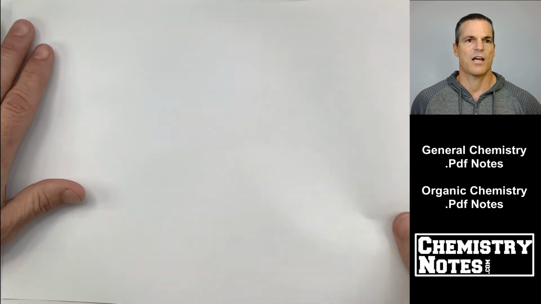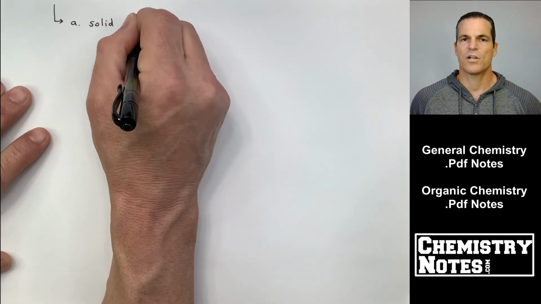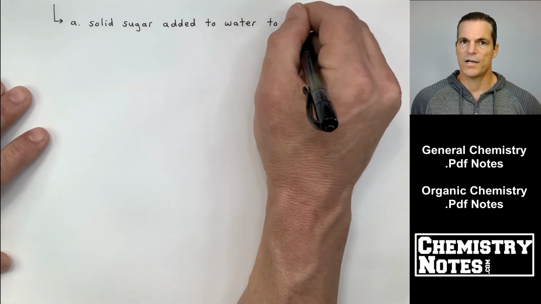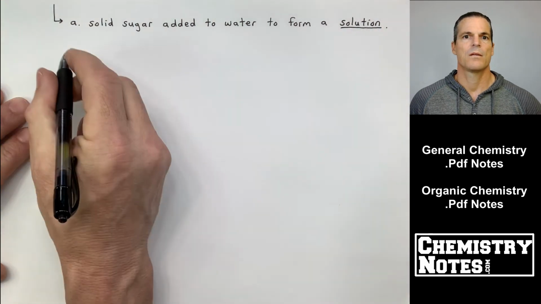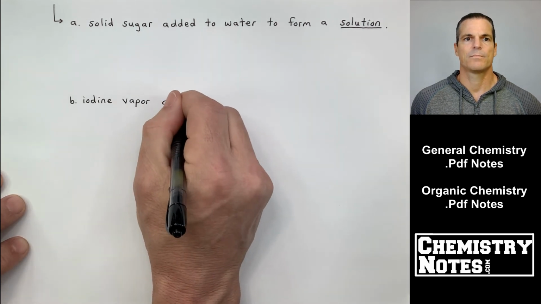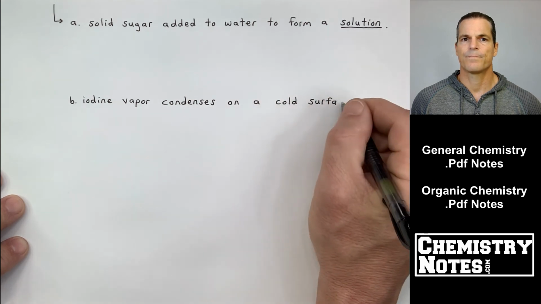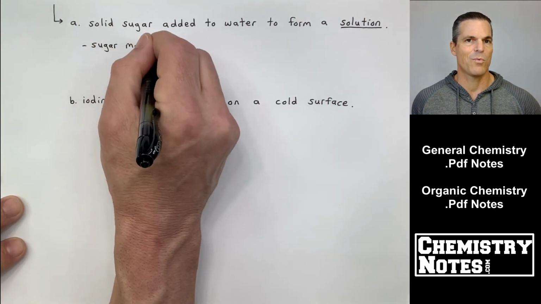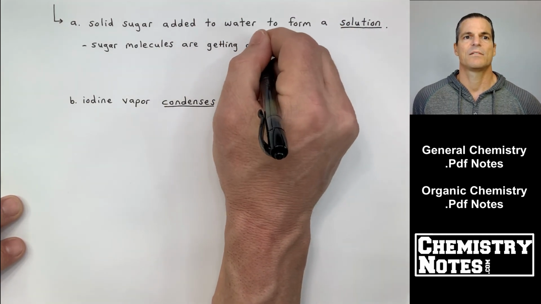The first one here is at the top of a new page of notes. A, solid sugar. Solids have very little disorder, right? Added to water. So a pure substance, sugar, is added to a pure substance, water, to form a solution. B, iodine vapor. So that's iodine in the gas phase. It's condensing on a cold surface. Now, we don't know if it's condensing to a liquid or to a solid, but in either way, it looks like the amount of disorder is going to go down. Let's take a look at A though.